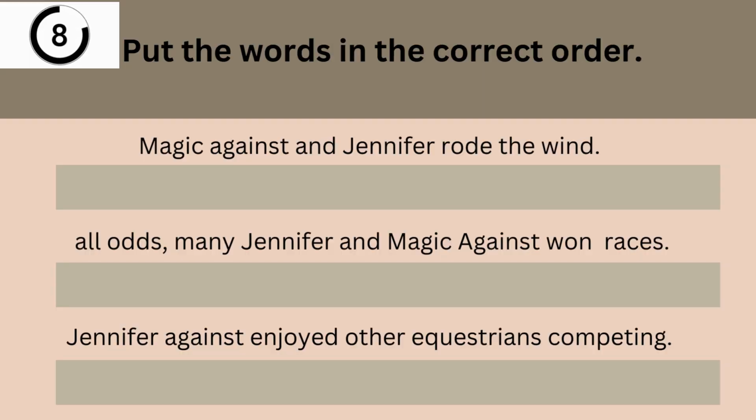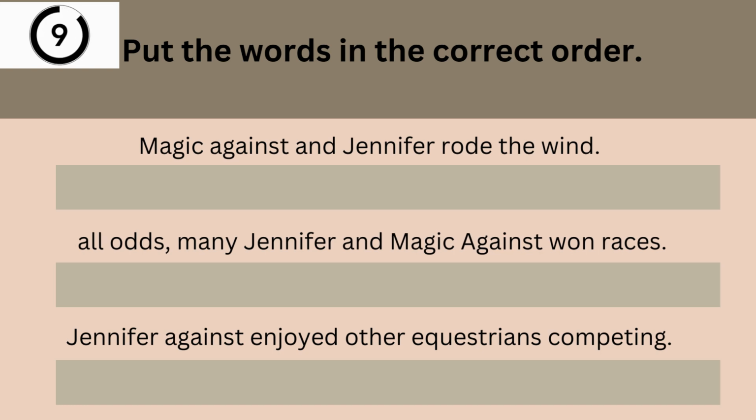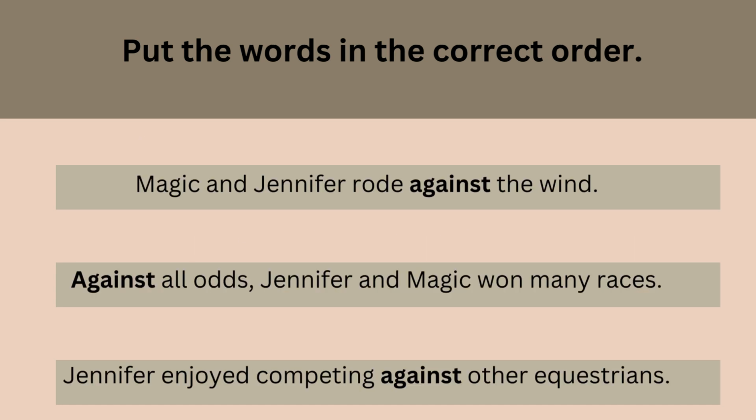Put these words in the correct order. The sentences should read, Magic and Jennifer rode against the wind. Against all odds, Jennifer and Magic won many races. Jennifer enjoyed competing against other equestrians.